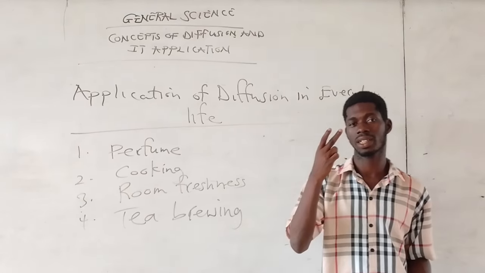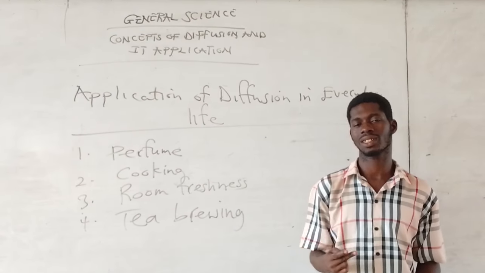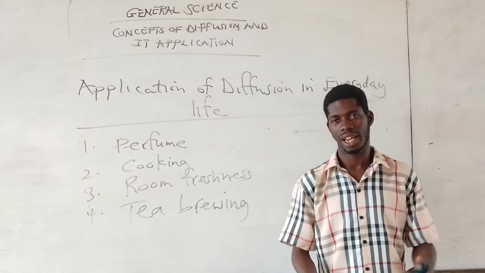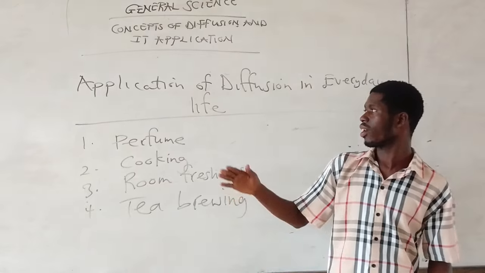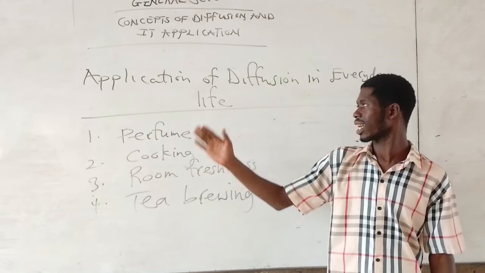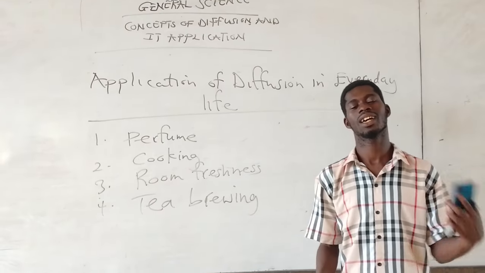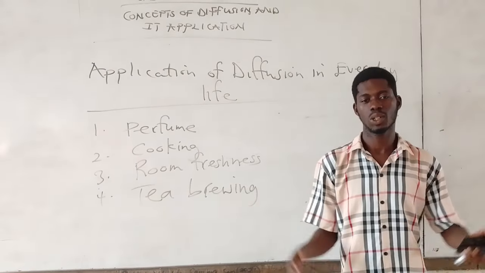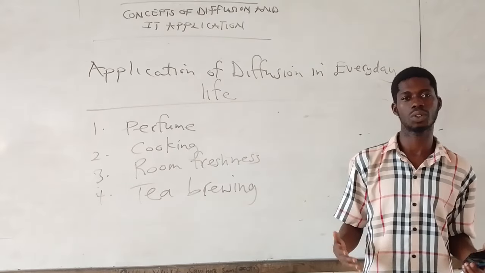You came across two practicals, the use of potassium permanganate and the use of perfume, and the rest: the factors that affect diffusion, the applications of diffusion, the diffusion of concentration agents, and the definition of diffusion itself. So it is so easy for you to get the concept.